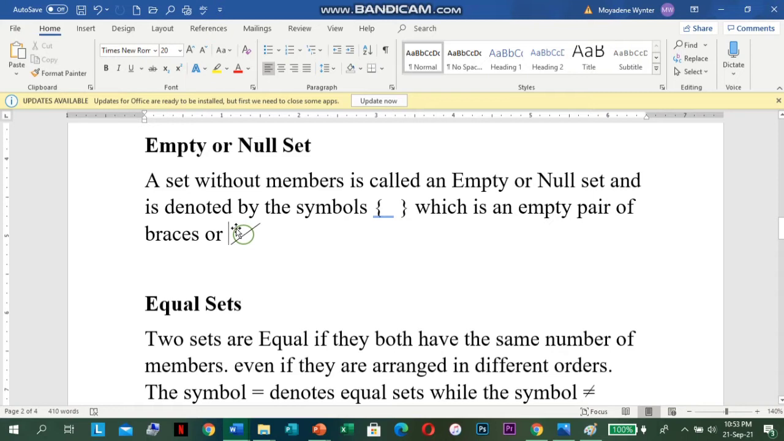empty sets. A set without members is called an empty or null set and is denoted by the symbols. Here's one symbol, which is an empty pair of braces, nothing inside it. Or we have a circle with a diagonal line drawn across it. This is also a symbol that represents an empty set. Nothing in there, empty.